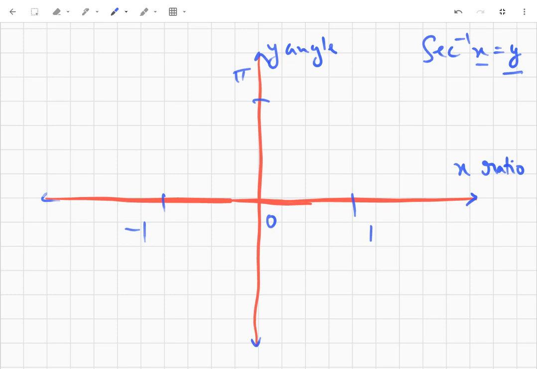Okay, cos is 1 at angle 0, so what is secant 0? That will also be 1. So this point is in the range. That means this point should also be in the range. Secant of pi is -1. That means secant inverse of -1 is pi, right? Because cos pi is -1. That means 1 upon cos pi is also -1. That means secant pi is -1. So at pi, the ratio will be -1.